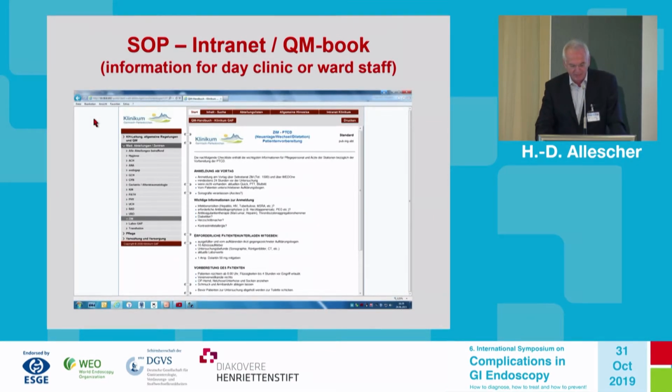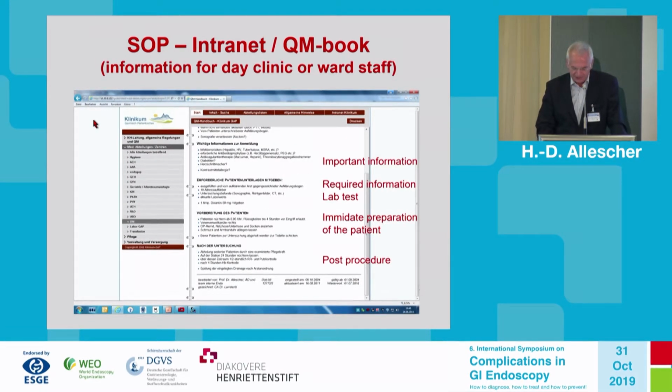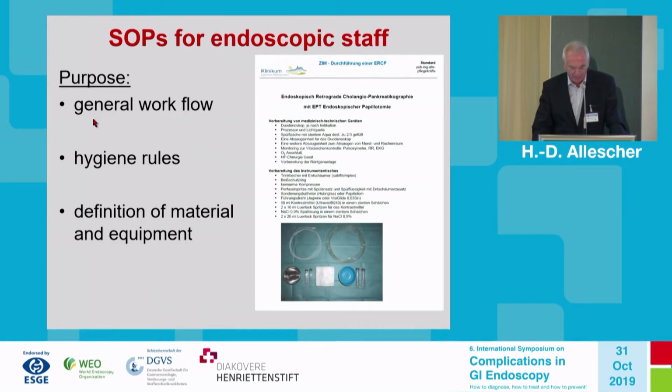So usually you have this in an intranet, in a quality measure book, or in any other technical solution you have in your hospital, where all the information to the procedure is again given, like on these report cards. It's also advisable to have a standard operating procedure for the endoscopic staff. So how should the endoscopic table be organized for a given procedure? Like this is a standardized table we have defined for an ERCP with a planned endoscopic papillotomy. And you should define this once. You should define the general workflow, the hygiene rules, and you should also define the material and the equipment.